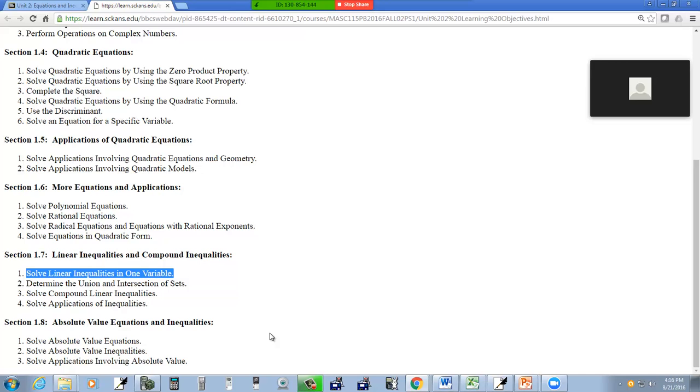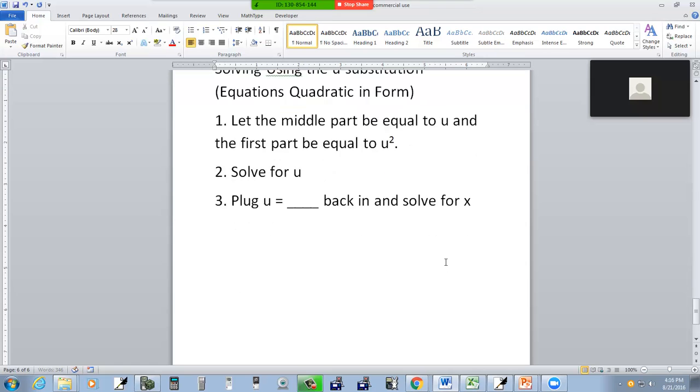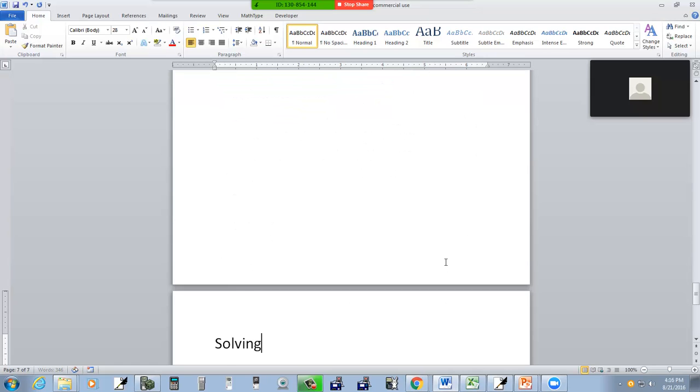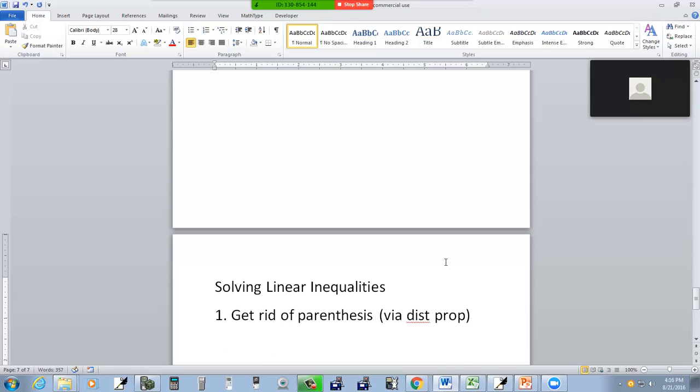Section 1.7, linear inequalities in one variable. So solving linear inequalities. Now we still have our note up at the top. That's true throughout algebra. Always combine together like terms, combine together numbers. First step, get rid of parentheses. And we do this via the distributive property, just like before.